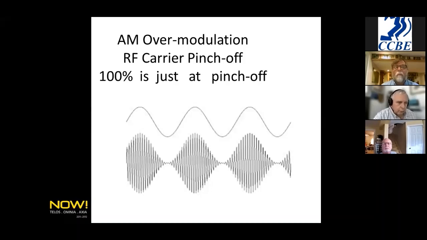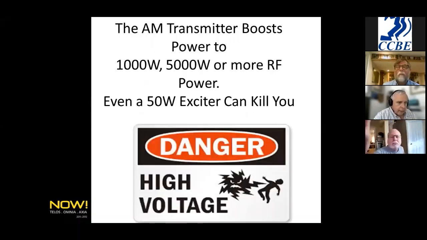Overmodulation is where carrier pinch-off occurs. So 100% is right at the point where the pinch-off occurs. As you see there, the wave comes down to 0, and that is considered 100% modulation. The AM transmitter will boost this power to 1,000 watts, 5,000 watts, or even more power. And even a 50-watt exciter can kill you.